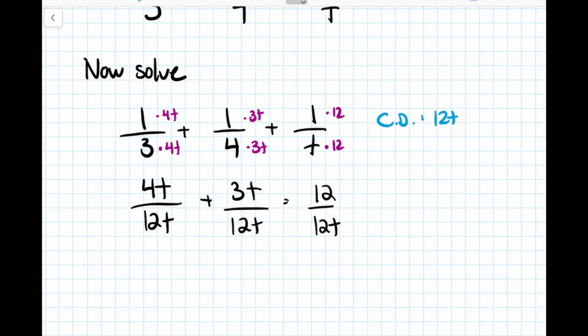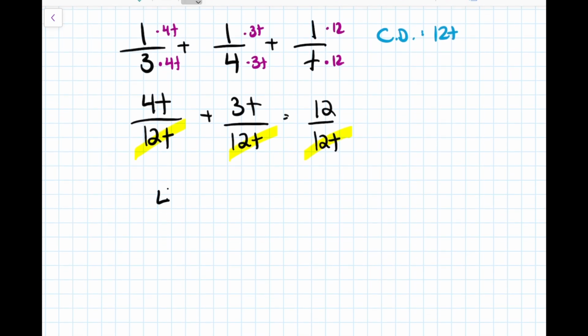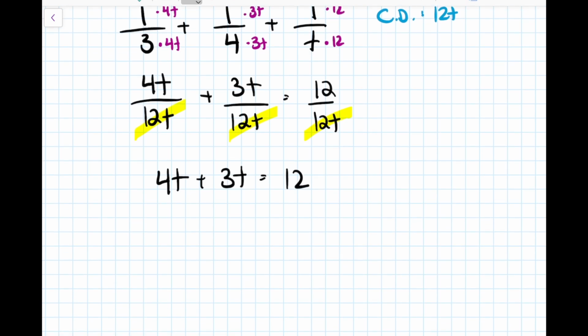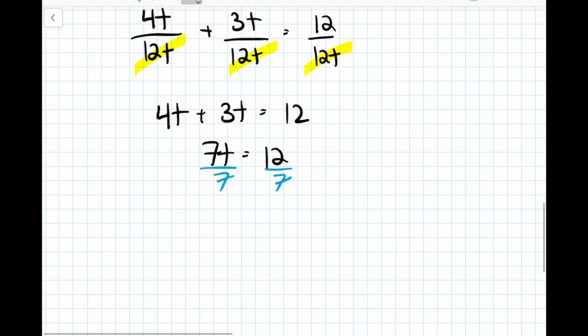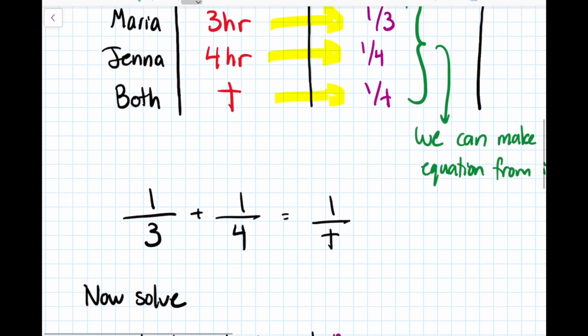All of my denominators match, so I can get rid of them. So now I've just got 4t plus 3t equals 12. If we combine those like terms on the left, 4t and 3t gets me 7t equals 12. And now we can just divide by 7, which gets me my final answer of t equals 12 over 7, or probably a little more helpful for this question, 1.71 hours. Which makes sense if you think just in terms of the context of the question.